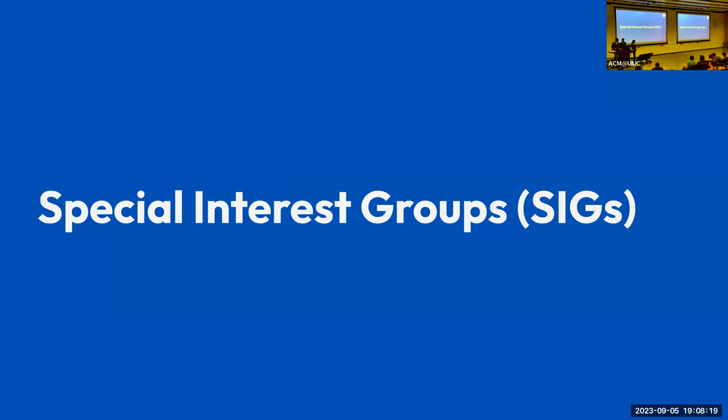All right, up next, we're going to be hearing a little bit from all of our SIGs. Our SIGs are our special interest groups. They are the organizations within ACM that are really focused on special sub areas of computer science. So up first, we have SIG Ada.